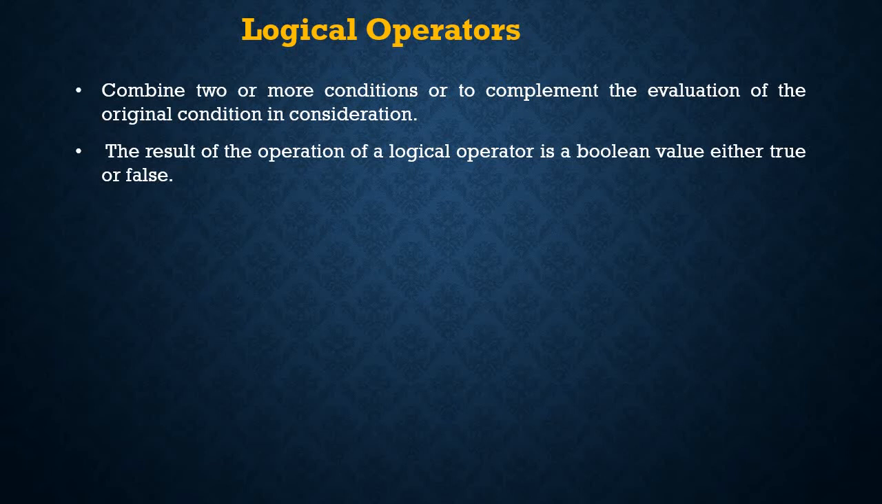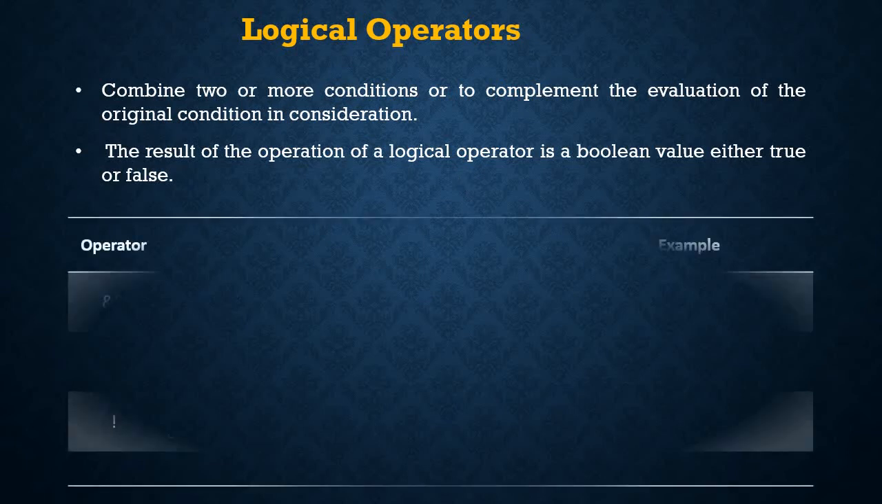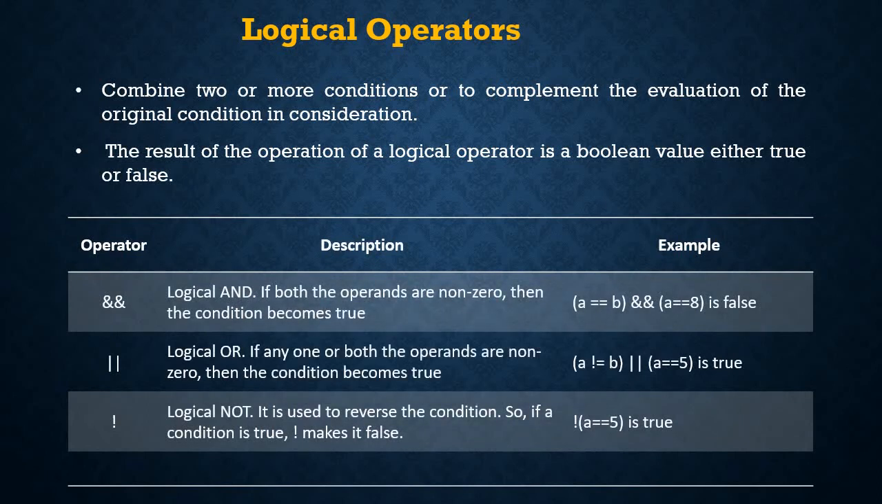This is the one which compares more than one conditional checking. It combines two or more conditions or complements the evaluation of the original condition in consideration. The result of an operation in a logical operator is a Boolean value. Either it will be true or false, as we saw in relational operator. So these are the set of logical operators available in C.